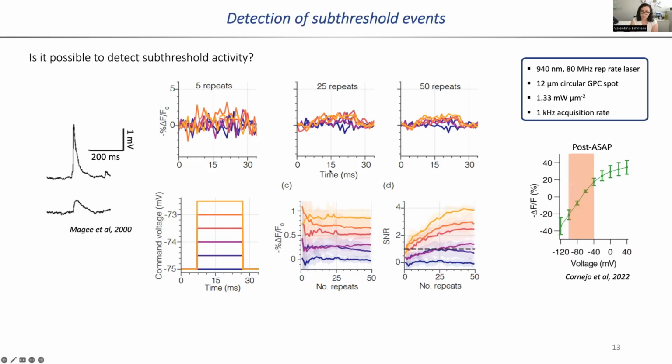These specific results are to be put into context: the voltage indicator that we are using is not precisely designed to detect these small events, but there are some indicators that are designed to detect these subthreshold events. And so by using these indicators, we could maybe have better results.